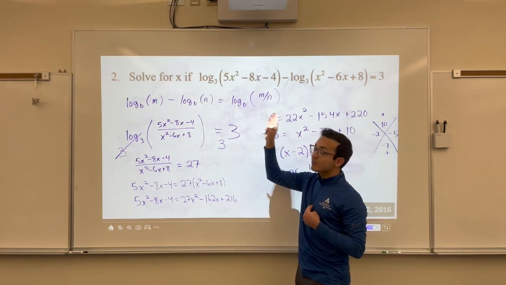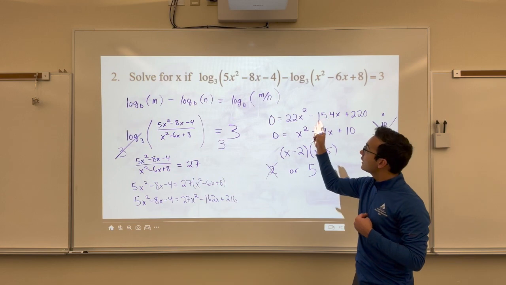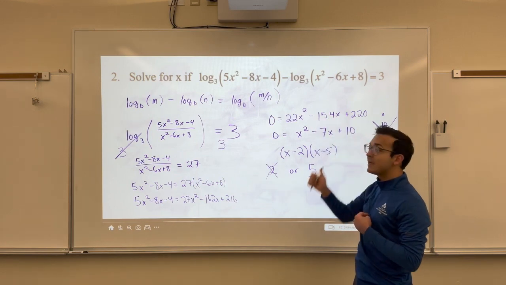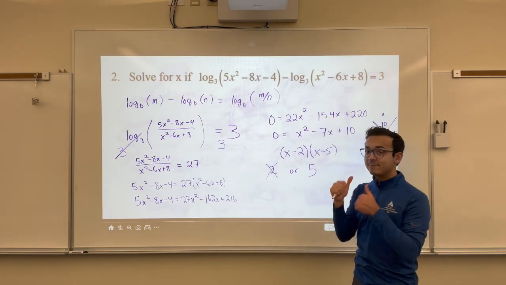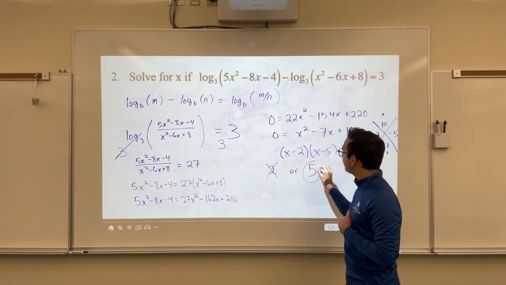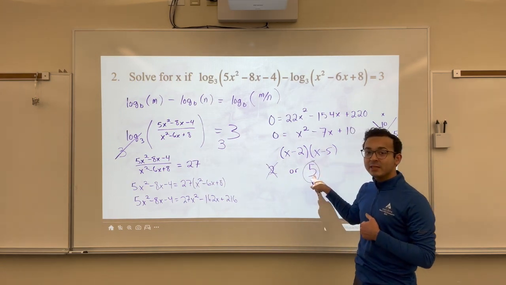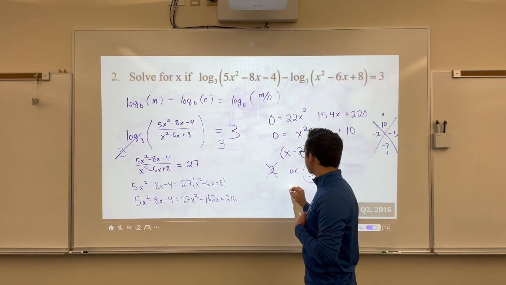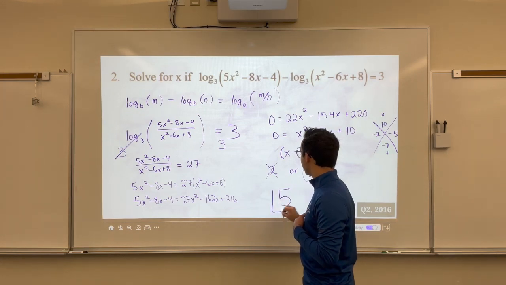So log base 3 of 81 minus the log base 3 of 3 equals 3. That is a true statement and we have valid inputs. So 5 is our only valid value of x. So our answer to this problem is 5.